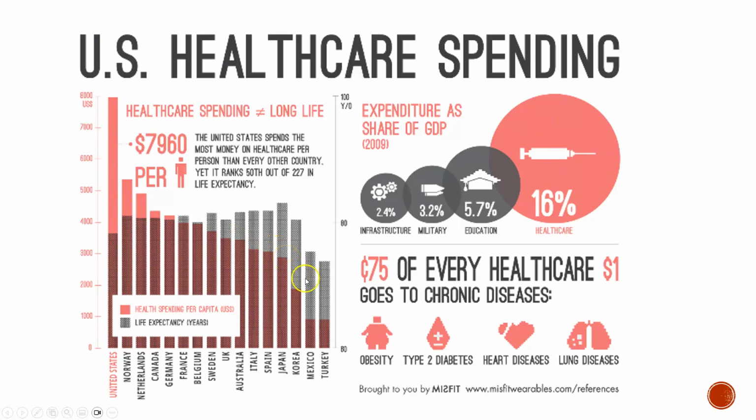So when we see our GDP spending, infrastructure, military, education, and healthcare is here. If you really think about what we're spending this on, a lot of it goes to chronic diseases: obesity, type 2 diabetes, heart disease, lung disease, and you can understand why. I'd also say cancer is probably going to be in here as well. We can think about how that's going to play into healthcare and how we as nurses can assist with this.